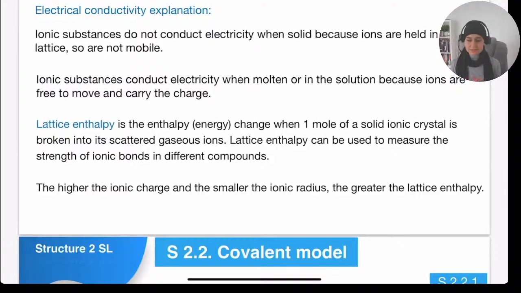Okay, guys, that's it. We've done ionic lattice and it took us just 20 minutes. Okay, there is hope. There is hope.